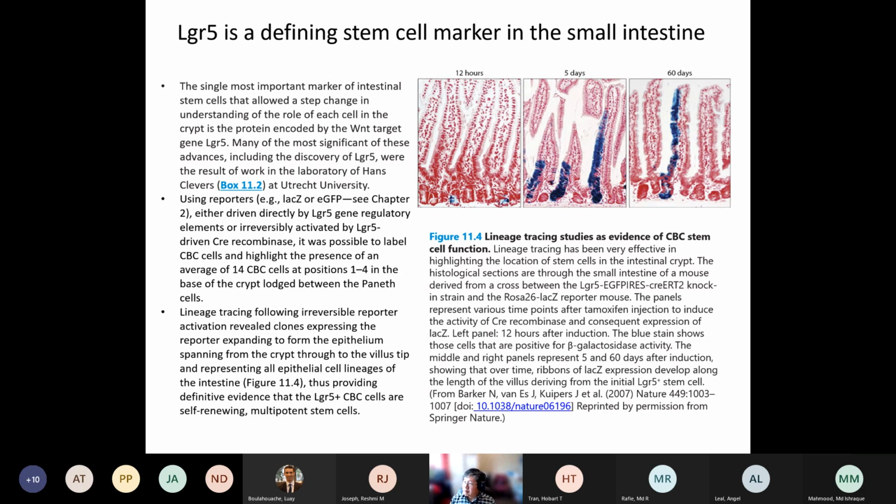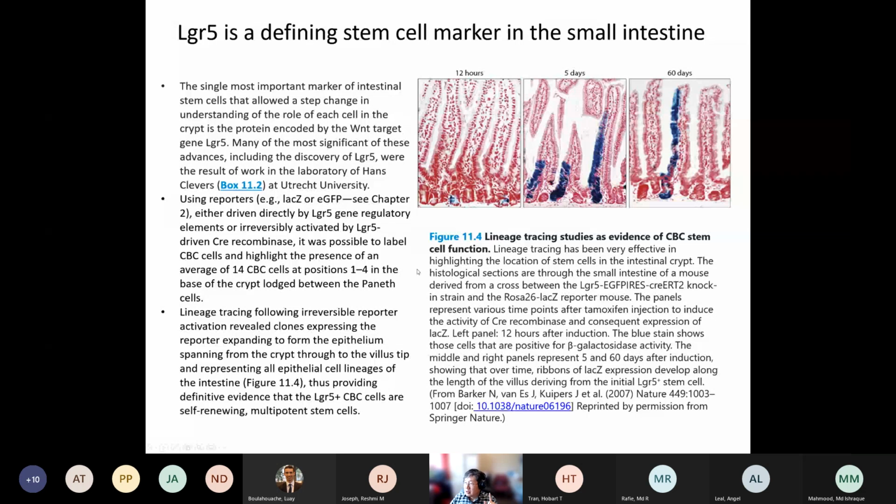So that is based on the discovery by Hans Clevers that LGR5, which is a Wnt regulated gene and which is also a part of the Wnt pathway, is a marker of the stem cells. So once you know the stem cell has a marker, now you can track it using a modern genetic approach. So in the figure, what is shown is so-called lineage tracing.